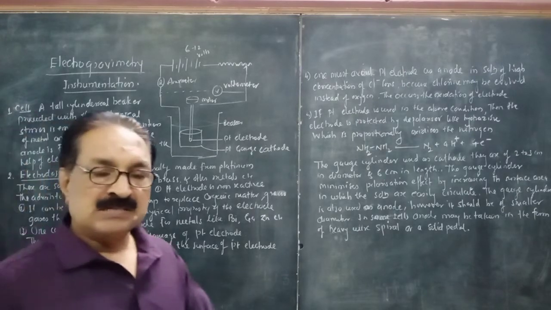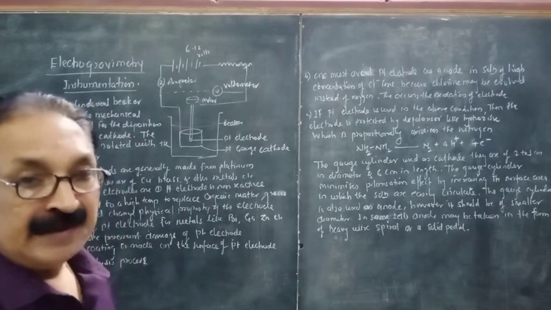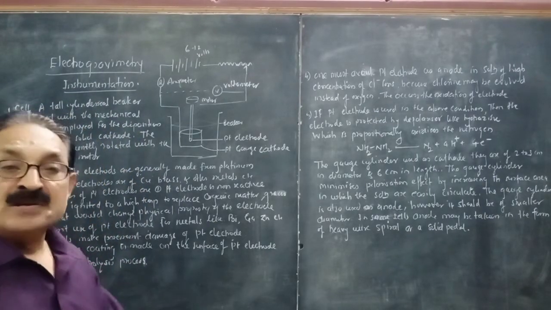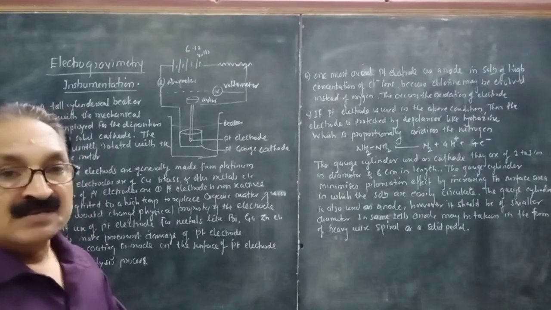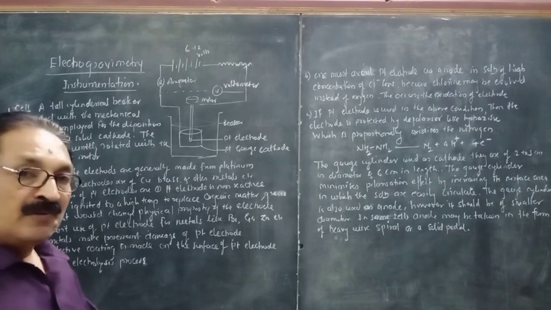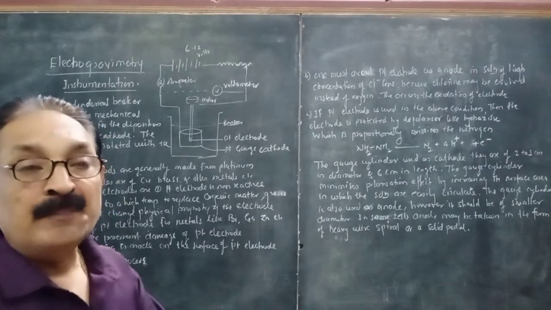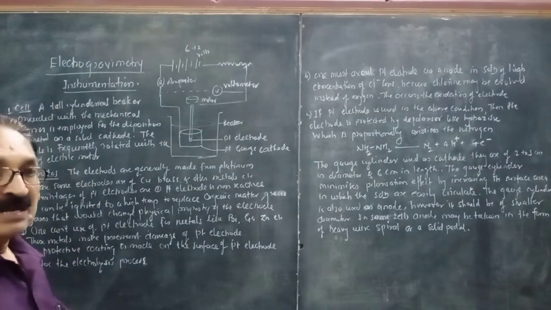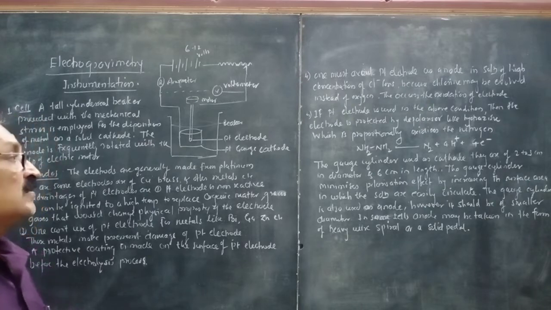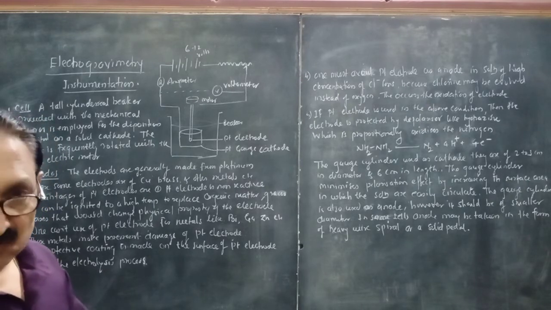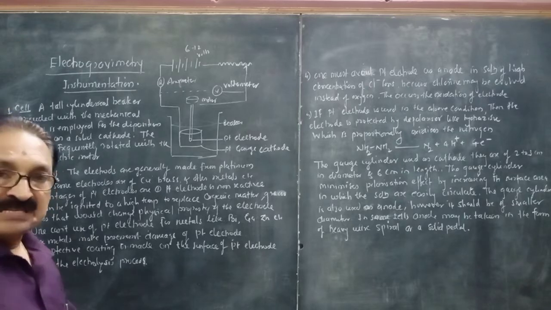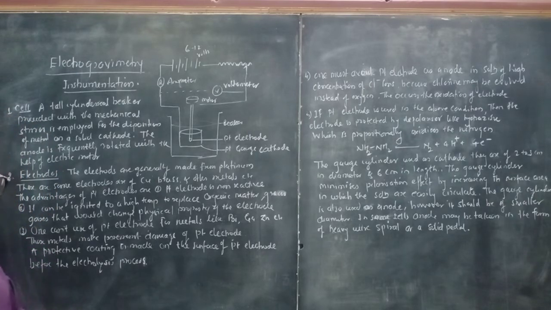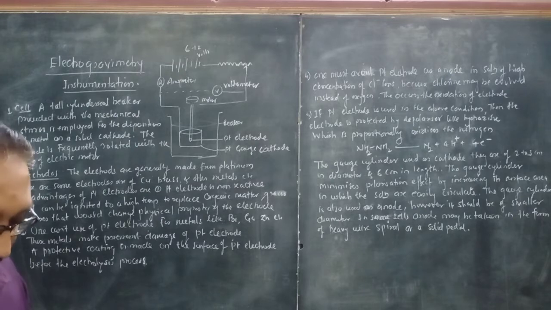In the previous class, the electrogravimetric technique and the principle behind it were discussed. The technique is based on laws like Ohm's law as well as Faraday's laws of electrolysis. In Faraday's laws of electrolysis, there are two laws: the first law and the second law. That part was completed in the previous class.